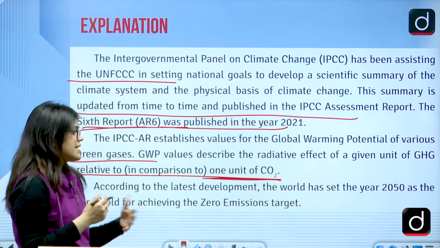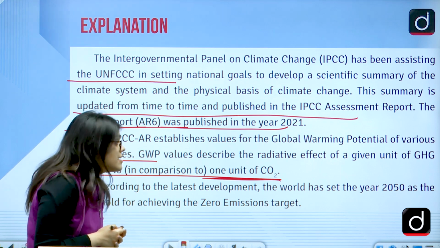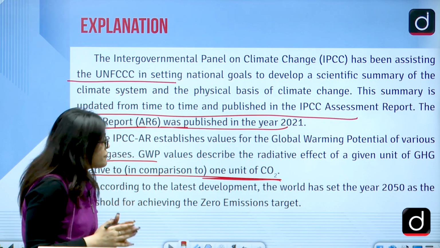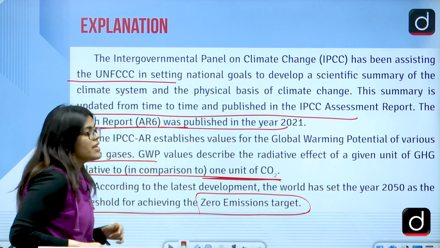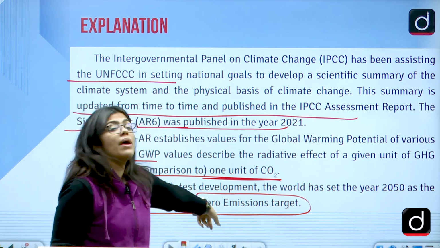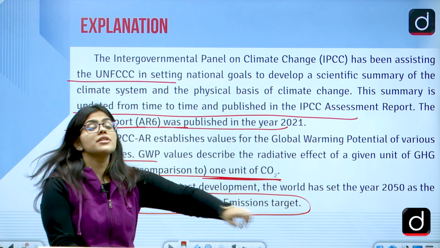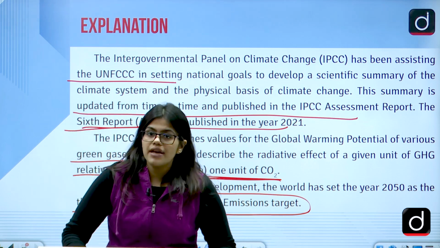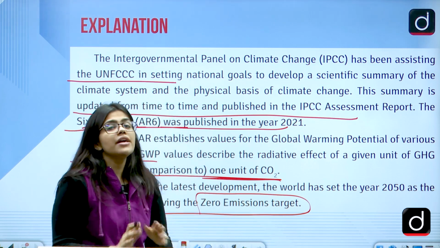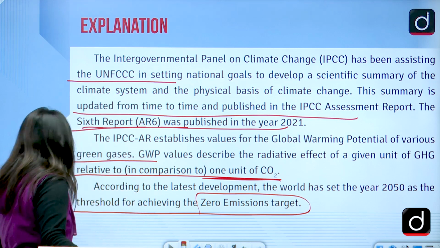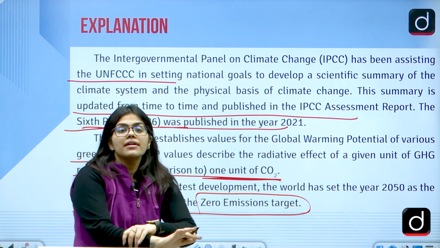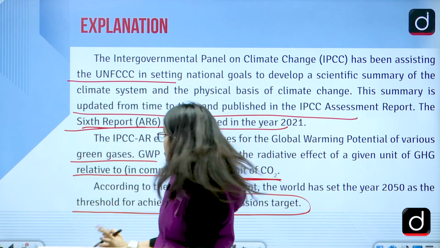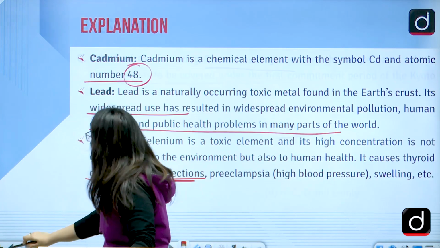So according to the latest updates, the world has set the year 2050 as the threshold for achieving what? For achieving the net zero emission target. So zero emission is what we are striving for, and we'll be doing it by 2050, right? So this is what I had, right? So I'll quickly revise what we have done in today's class.